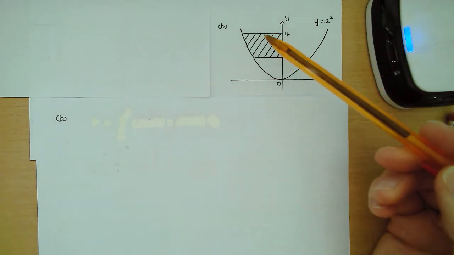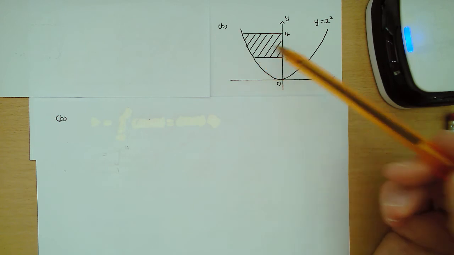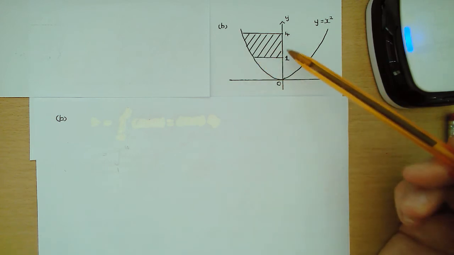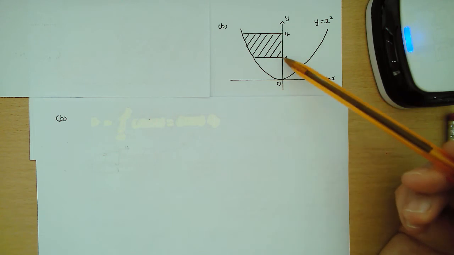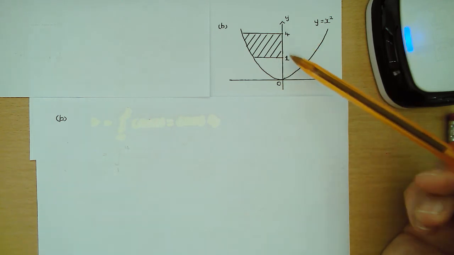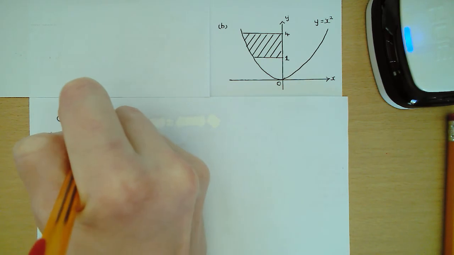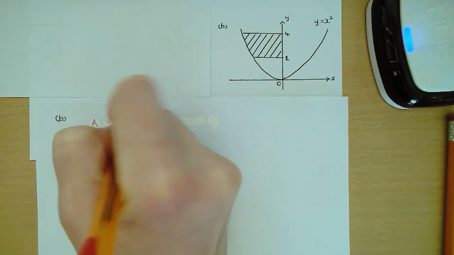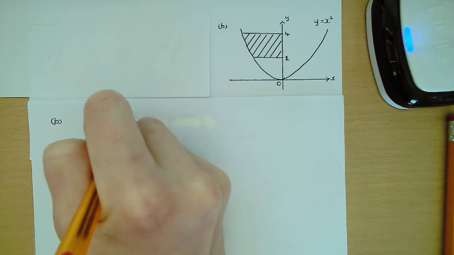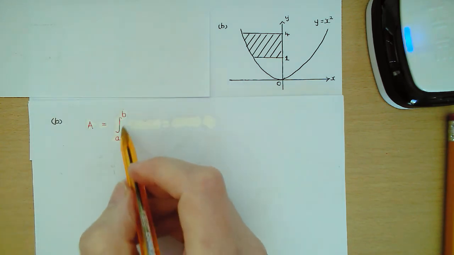Example 1b. Again, we want to find the enclosed area between two curves and two limits that are now on the y-axis. So the area lies between two limits on the y-axis. That's the trigger as to what formula we're going to use. So we're going to use the formula: area equals the integral between a and b. Now remember, a and b are now the limits that are on the y-axis.